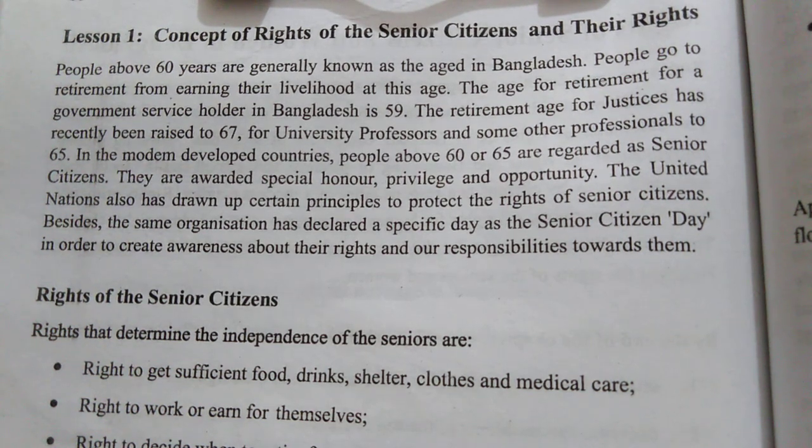Lesson 1 includes the concept of senior citizens and their rights. Dear students, you know the age of retirement of service holders in Bangladesh is usually 59, but the age of retirement for justices is 67, while for university teachers and other professionals it is 62 or 65. The normal age range of senior citizens in our country or in other countries of the world is fixed at 60 or more, that is 65. People who are above 60 or 65 are called senior citizens.